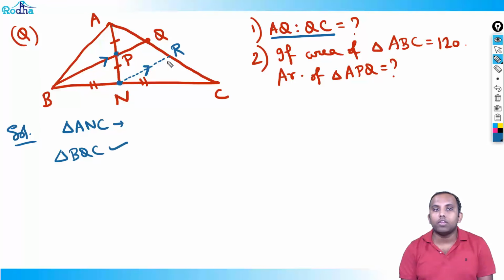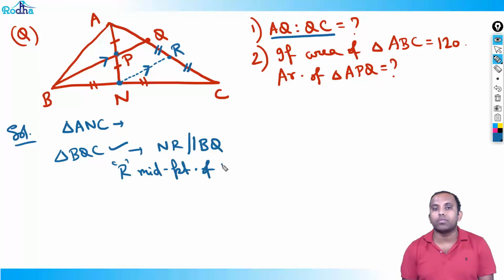So in triangle BQC, N is the midpoint of BC, and a line NR is drawn parallel to the third side. So according to the midpoint theorem, it will meet at the midpoint of the opposite side, right? That means R is the midpoint of QC. So we have drawn, in triangle BQC, NR parallel to BQ. That implies that R is the midpoint of QC.